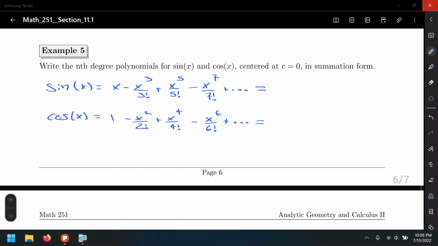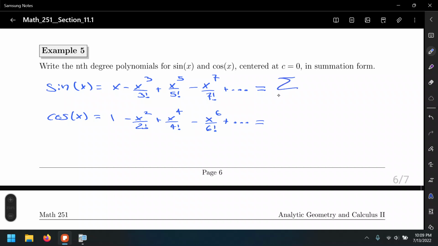Alright, let's have a look at example 5. For example 5, we're asked to write the results that we got on examples 3 and 4 for cosine and sine respectively, and represent this using sigma notation. So let's see if we can find a pattern of numbers here, so we can write the algebraic rule that represents this series right here.